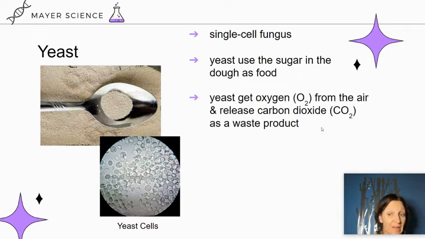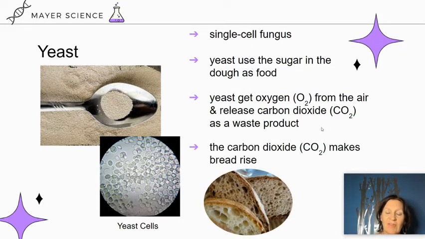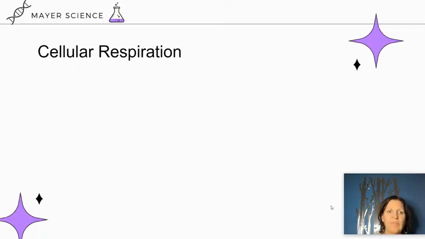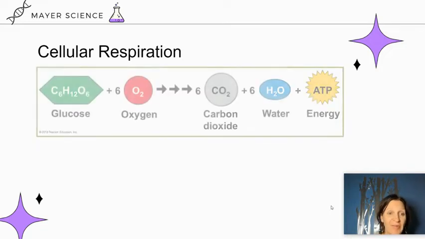The yeast also get oxygen from the air around them, and they release another gas, carbon dioxide, as a waste product. And it turns out that the carbon dioxide that the yeast release is actually what causes all of those air pockets in the bread that we eat. So, the carbon dioxide is actually produced through a process called cellular respiration.